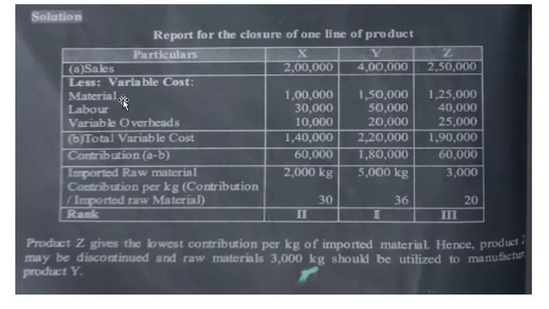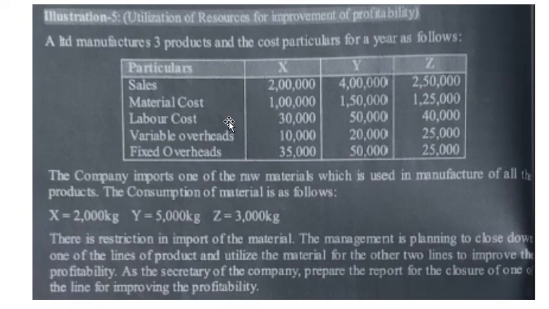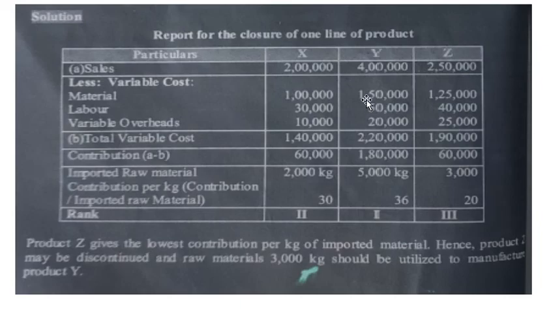Now your sales is 2 lakh, 4 lakh and 2 lakh 50,000. So less your variable cost. Your material and labor are also your variable cost, because the more units you produce, the more materials and labor charges increase. The more raw materials you acquire from the supplier, based on the quantity he will charge you the price. So it is also coming under your variable cost. Now we will take material for X 1 lakh, for Y 1 lakh 50,000, and for Z 1 lakh 25,000.